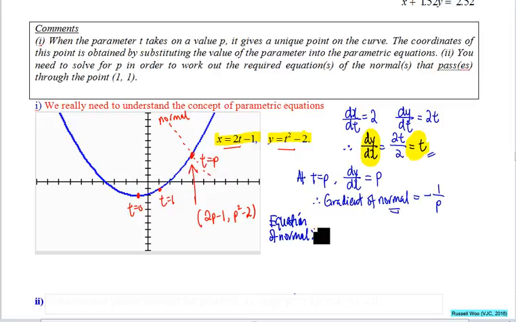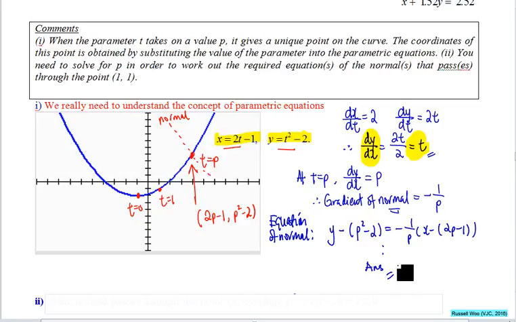You use y minus y1 equals m times x minus x1, right? So y minus y1, p squared minus 2, equals 1 over this, x minus 2p minus 1. Dot, dot, dot, you get the answer. I don't want to focus too much on the simplification, the rest are more important. This is quite easy. Once you get to this stage, you will get the answer. There's no problem at all.